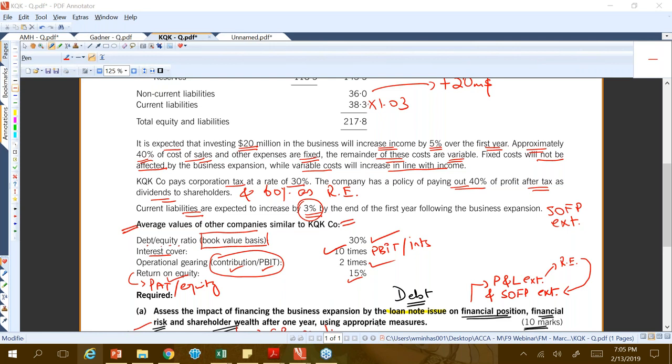So the question is, what if the examining team doesn't tell us that the income is increasing in line with the sales? Income, well, income and sales are the same thing here. And if there is no increase in the income or the sales, well, we'll just keep the income or sales constant. So we have to follow the things which the examining team wants us to do in the exam.